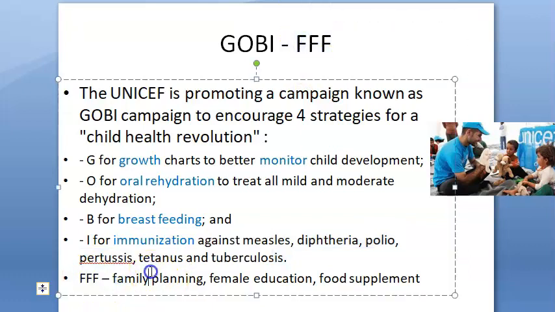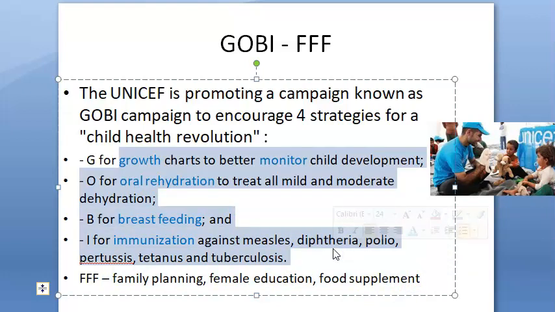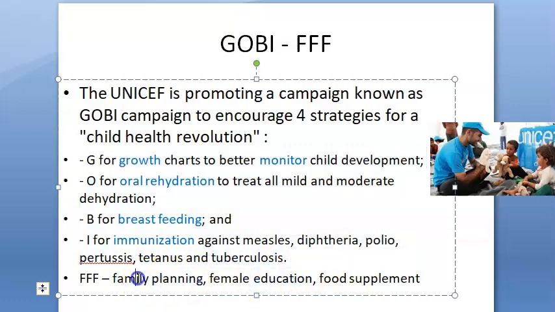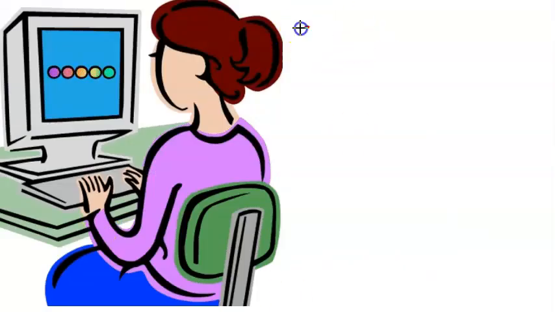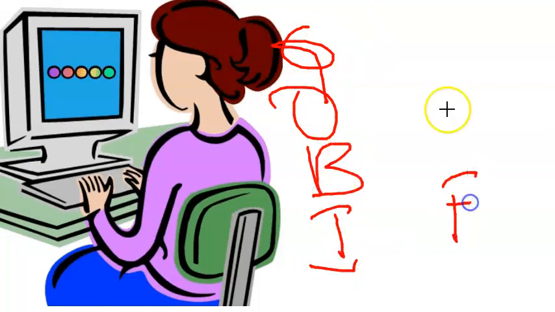FFF, now they have added FFF. What is FFF? Family planning, female education, food supplement. They said, right, it is not only about health and nutrition. Now they want to extend. So what they want to give? They want to give education, family planning, food supplement. Food supplement again comes in nutrition. So what? How will you say this? GOBI FFF. What is GOBI FFF? It is nothing to do with GOBI Manchuri. It is FFF. What is it?